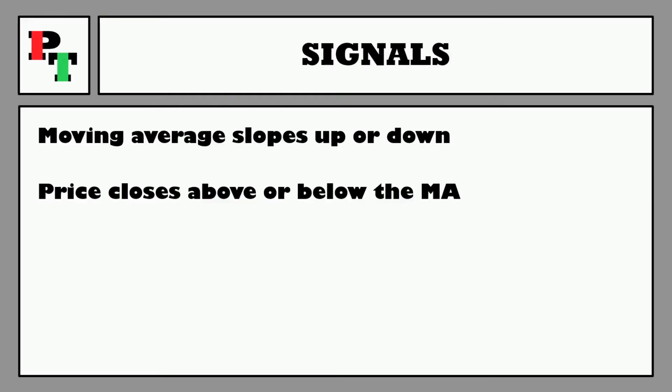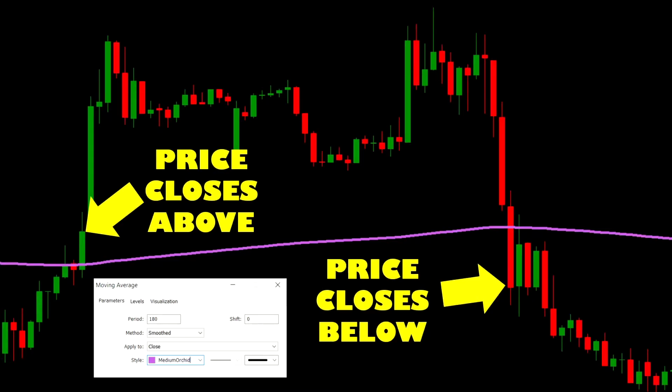Another signal we've got is checking whether the price is closing above or below the moving average. Again, not too difficult. We can see in our example here that when price closes above the average, that's where we'd enter a buy trade, and when it closes below the average, that's when we'd get into a sell trade, yielding good gains in this particular example that we've chosen.